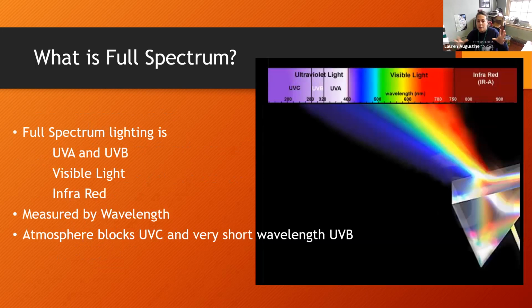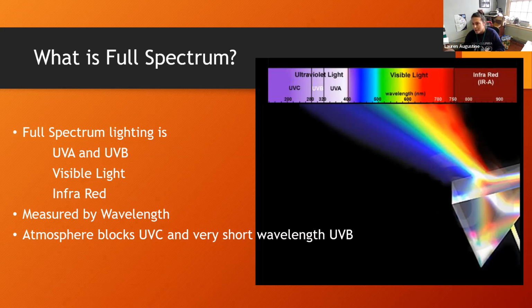So basically, we're going to split full spectrum lighting into 3 major categories. That is UV, UVA and B, then visible light, and then infrared. You can see in my diagram to the right here, we do that by wavelength. And you can see the different wavelengths that make up those different categories of full spectrum lighting or sunlight. And then infrared is broken into infrared A, B, and C as well. So there's UV A, B, and C, and infrared A, B, and C.